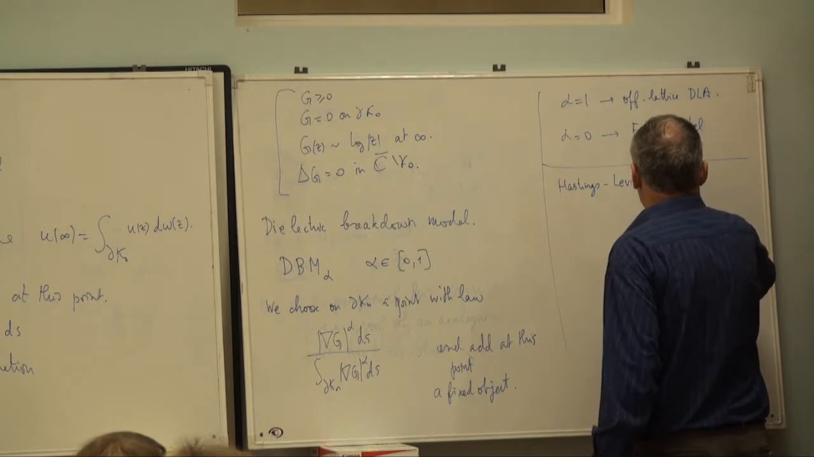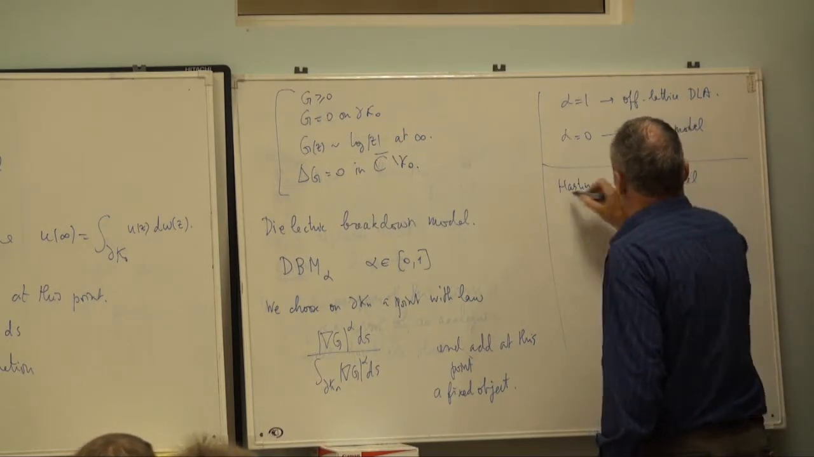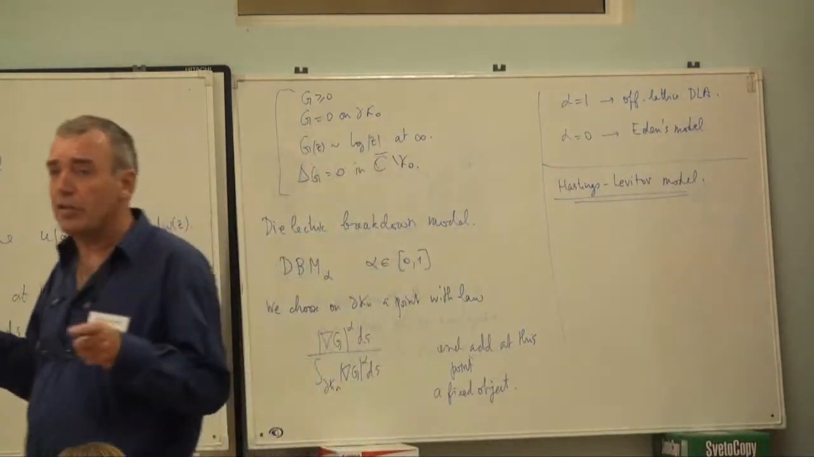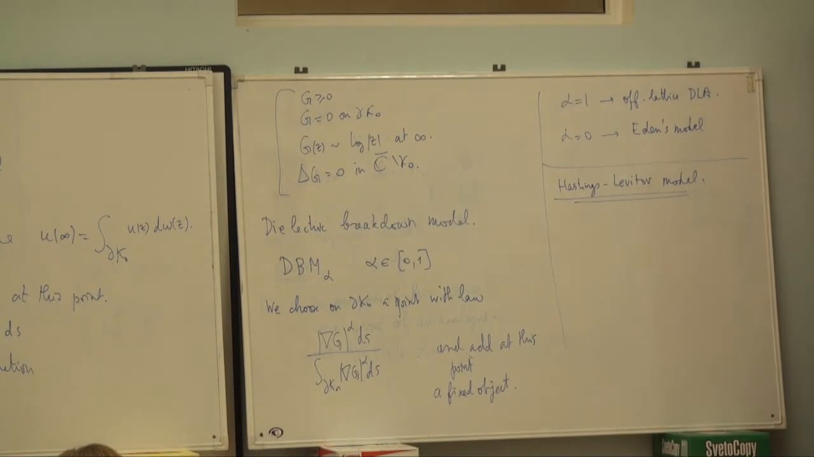The Hastings-Levitov model. So their idea is very simple. They said, okay, in the dielectric breakdown model, we always add a fixed object, but we change the law. So let's do the opposite. Let's always choose the same law, which will be harmonic measure. That means that we will always be able to simulate by random walks, but let's add different objects at each step.